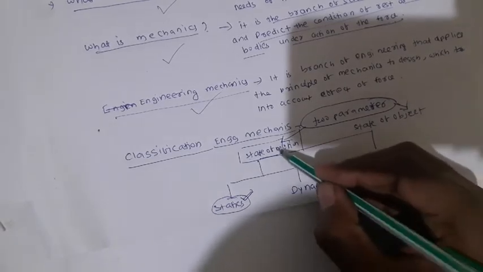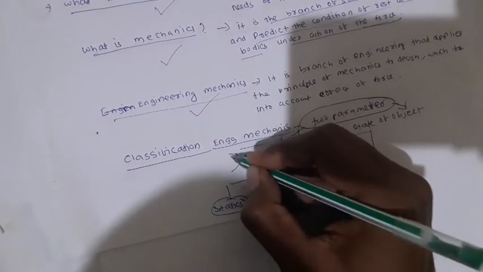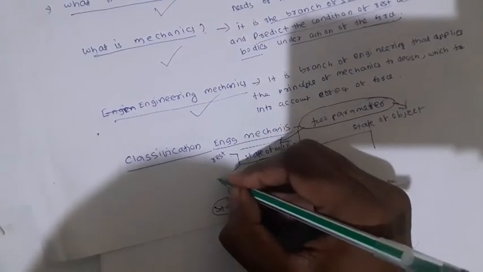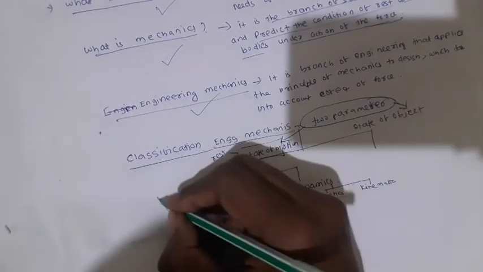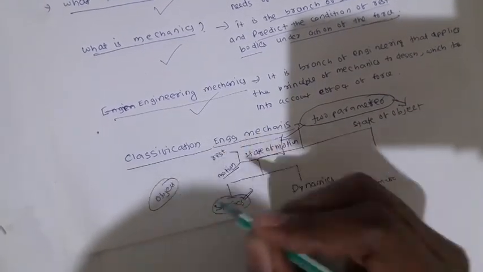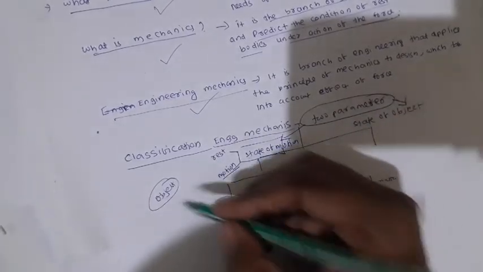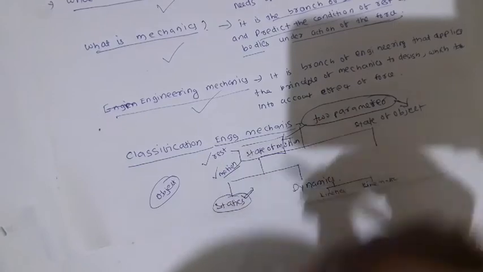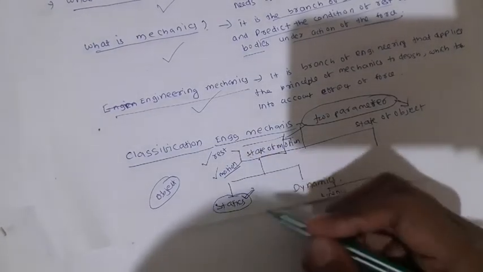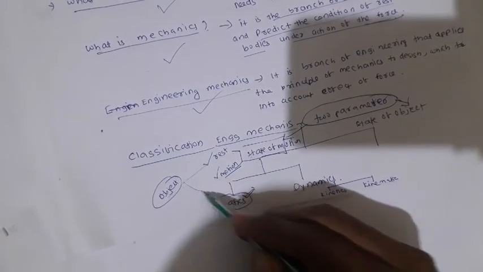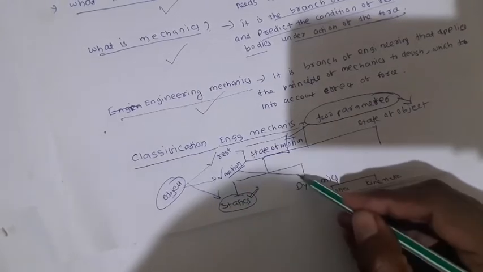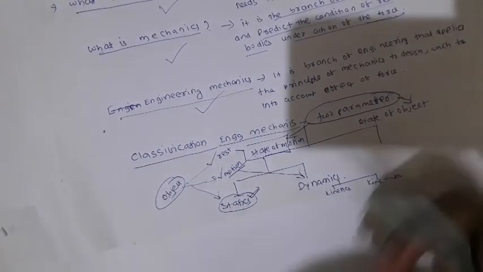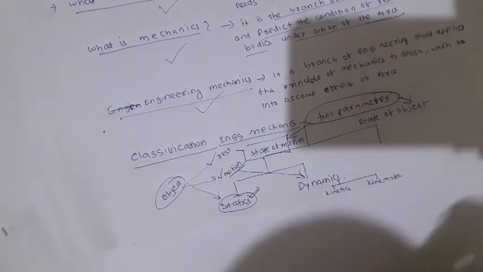So first we have to know what is state of motion. There are two types of state of motion: one is rest and another one is motion. An object has two states of motion: either it is at rest or it is in motion. When the object is at rest, that is called statics, and when the object is in motion, that is called dynamics, further divided into kinetics and kinematics.